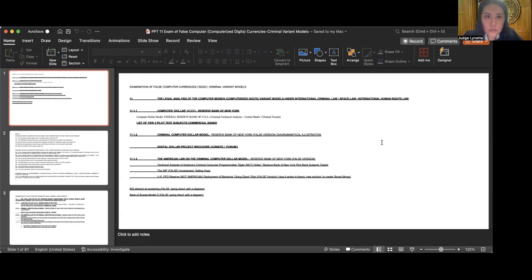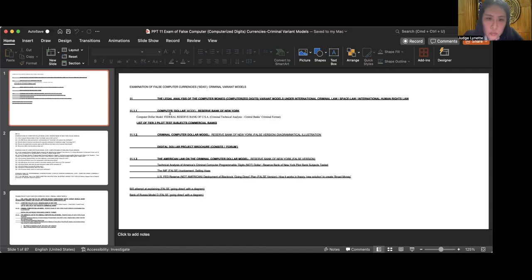So for this PowerPoint section 11, I've chosen the computer dollar model from the Reserve Bank of New York. It is a computer model, and in a short while, you'll see that it is actually posted as a forum. It's not official at all, and it is not lawful.